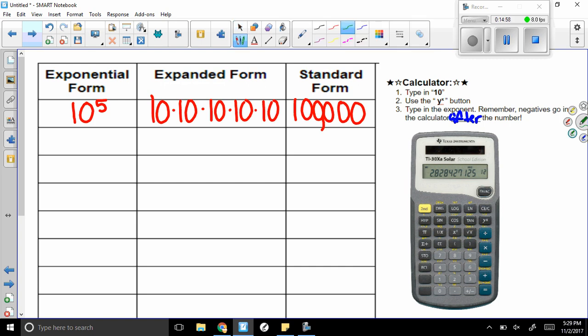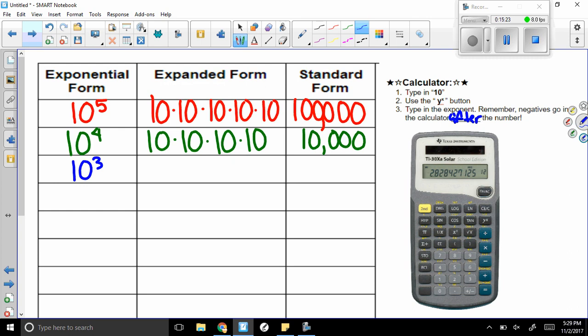Now let's try out 10 to the 4th power. This is the same thing as 10 times 10 times 10 times 10. When we type that into the calculator, 10, and then that y to the x button, and then 4 equals, you're going to get 10,000 as your answer. Now let's try 10 to the third. That's going to be 10 times 10 times 10, which is the same thing as 1,000 when you type it into the calculator.